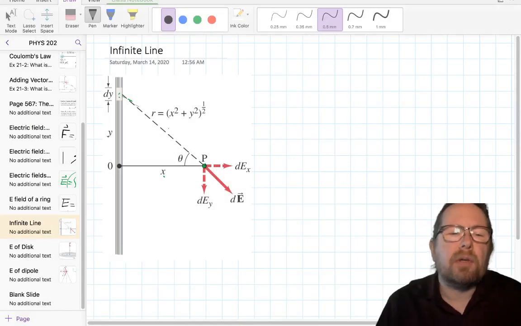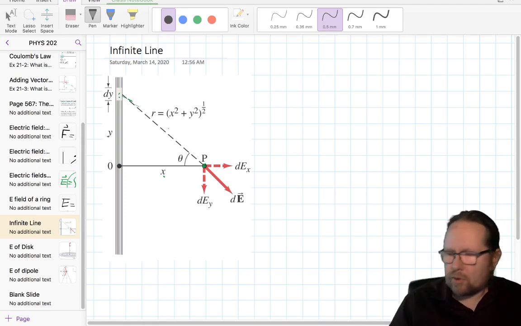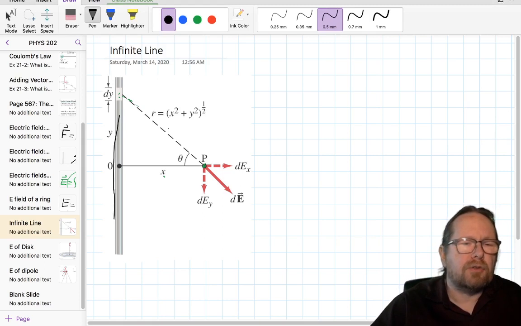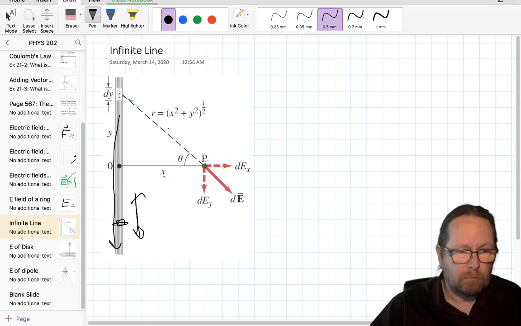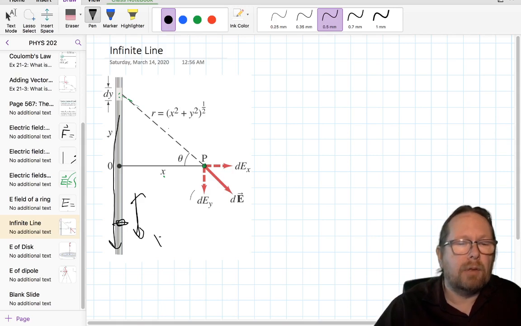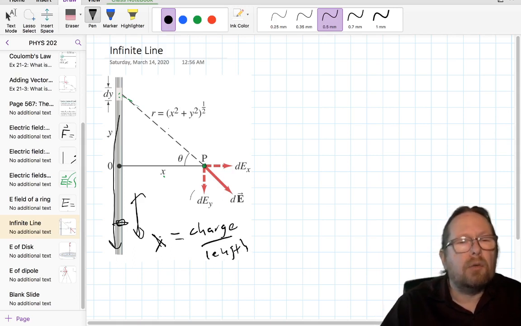Okay, so the next example your book does is the example of an infinite line of charge. Imagine we've got a wire or a string that's infinitesimally thin but infinitely long in the y direction. And that thing has a charge density, a charge per unit length, of lambda. So lambda is the charge of this thing per unit length. So the little bits of electric charge that contribute to the electric field, we can write that dq is equal to lambda times dy.